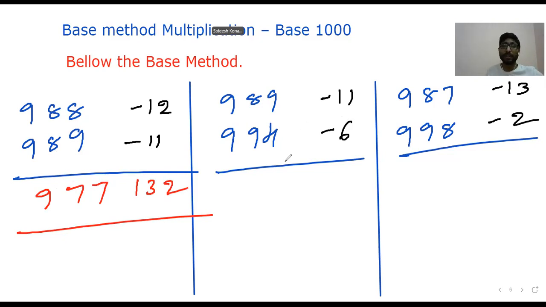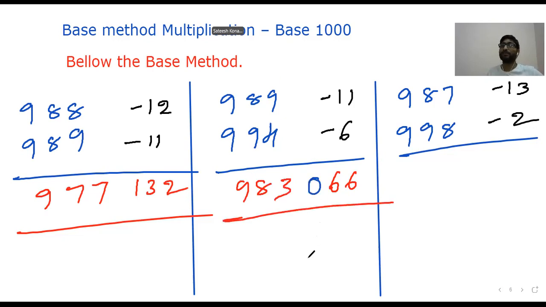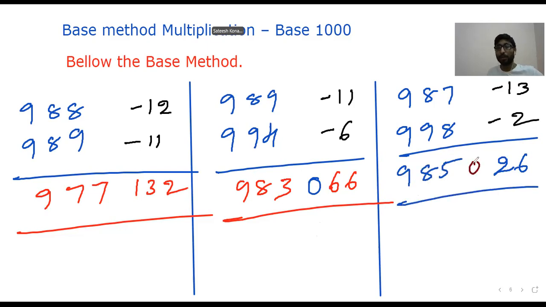Understood? So simple. 11 6s are 66. Okay. 989 minus 6, 983. The right side answer is balancing. 0 is the answer. 12 2s are 26. And 987 minus 2, 985. So balance the answer, 0. 985, 026 is the answer. That's it. No calculations required, my dear. Understood? No calculations required here.